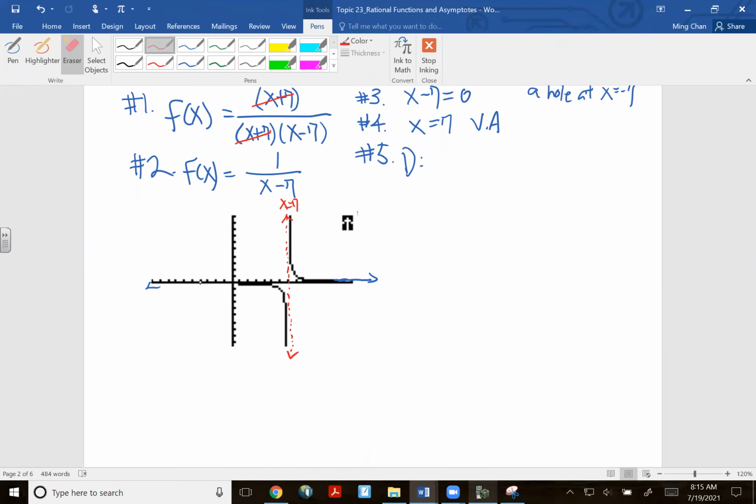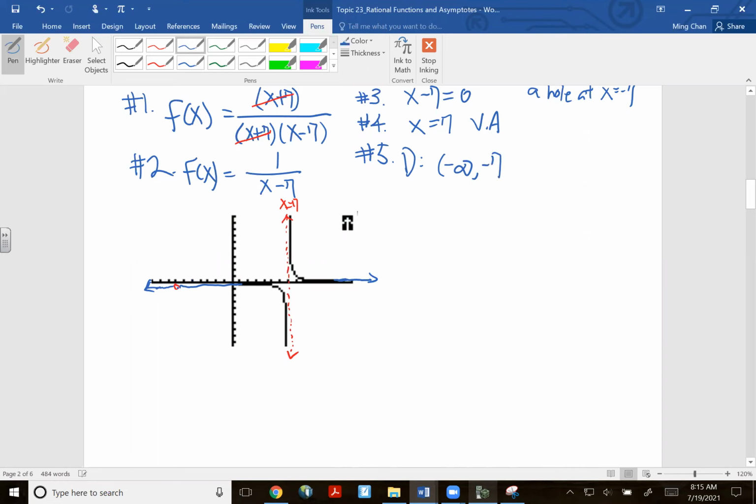1, 2, 3, 4, 5, 6, 7. There's actually a hole right here. Stay right below it. So my domain has to be from left to right, from negative infinity all the way to my hole, negative 7.